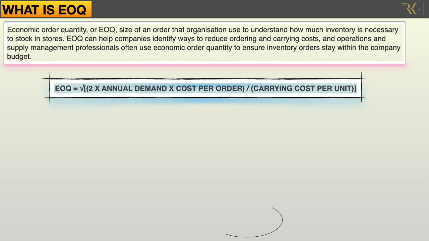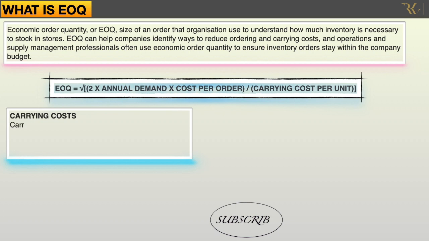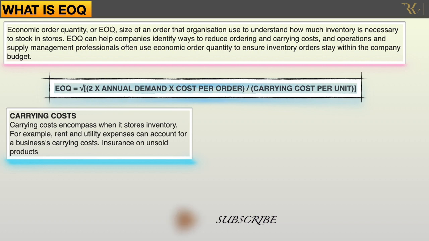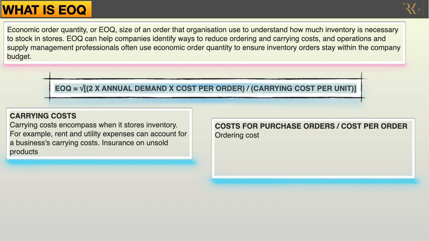How to calculate it? EOQ is the square root of 2 into annual demand into cost per order divided by carrying cost per unit. So what is carrying cost? Carrying cost is the cost of inventory which we carry in our store, like rent, utilities and other expenses of the business. Insurance on unsold product is also a carrying cost.